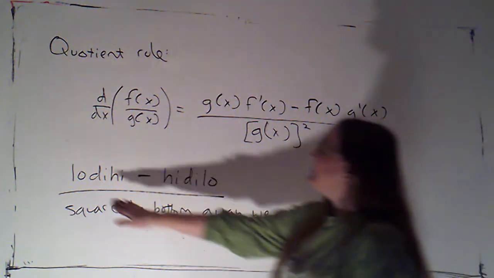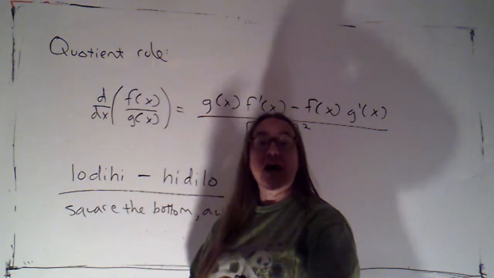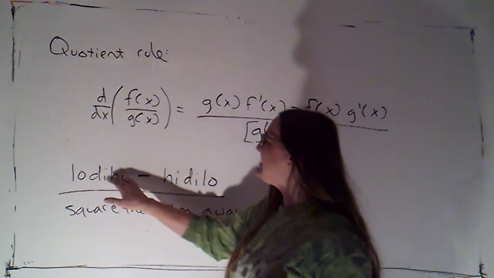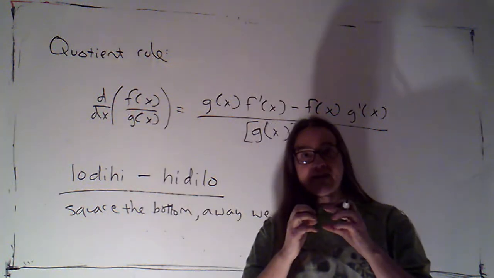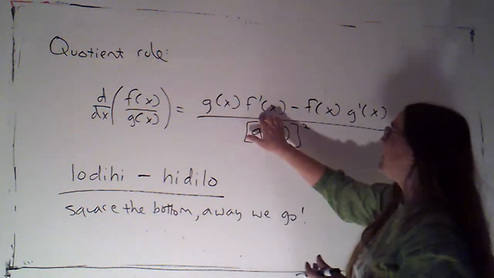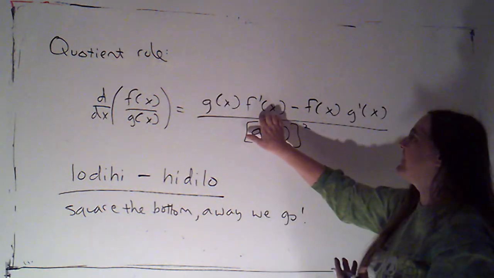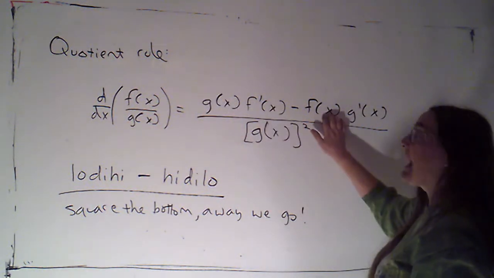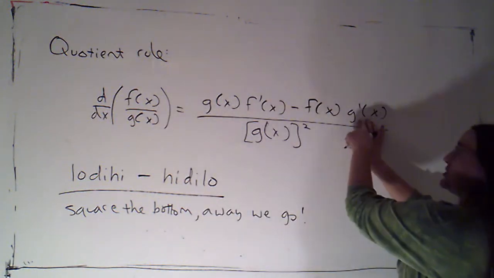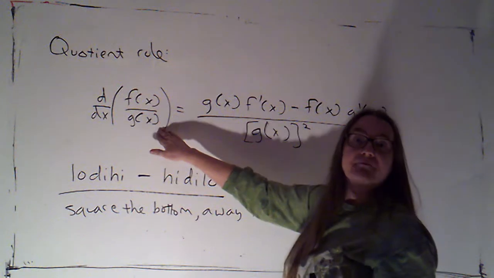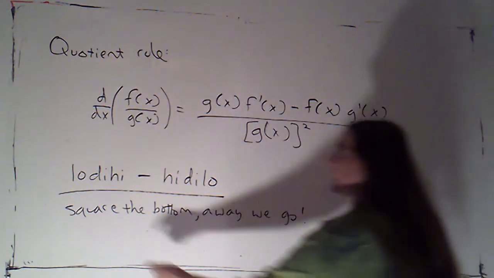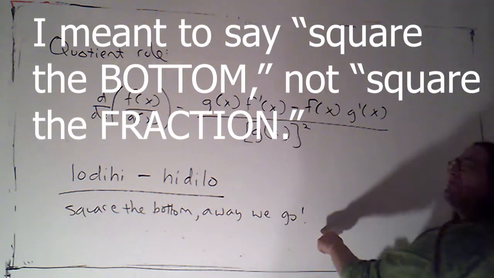Okay, low. That stands for the bottom function. So the one that's on bottom was g of x. D high, that's the derivative of the one that's higher up. The higher up one was f, so we multiply that by the derivative of f. Minus high, that's the top function. D low, that's the derivative of the bottom function. That gives us what goes on top of our fraction. On bottom, we square the fraction, and away we go.